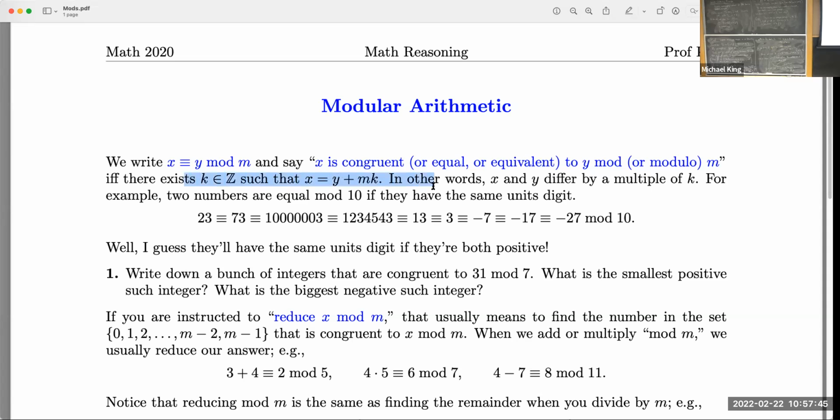This definition looks a little strange at first. If there exists a k such that x equals y plus mk, like I said, it really means they differ by a multiple of m. And actually, a mod 10 example is a good example. All these numbers are the same mod 10. It basically means it has the same units digit, right? Because if you take any two of those numbers and take the difference, it's a multiple of 10, right?